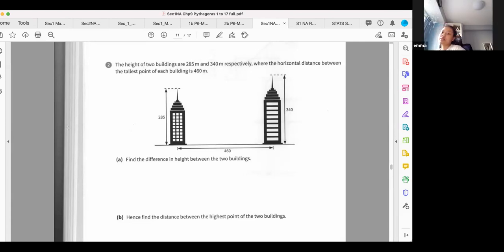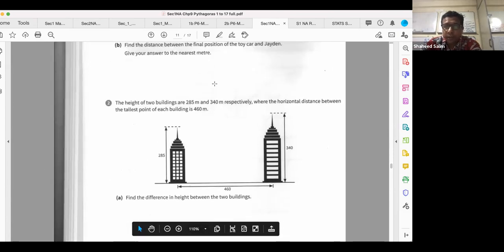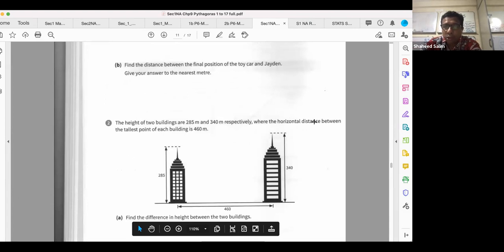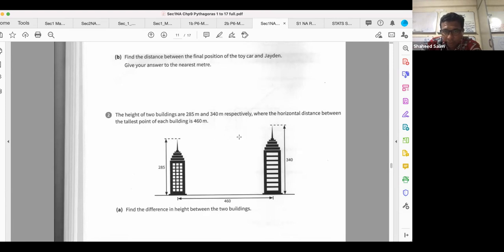55, well done. Now they tell you the horizontal distance between the two tallest points here. The horizontal distance from here to here is 460. That means from the top point here to here is also 460. So just to draw for you, and then down here to here is also 460. Okay, so now what does it mean?